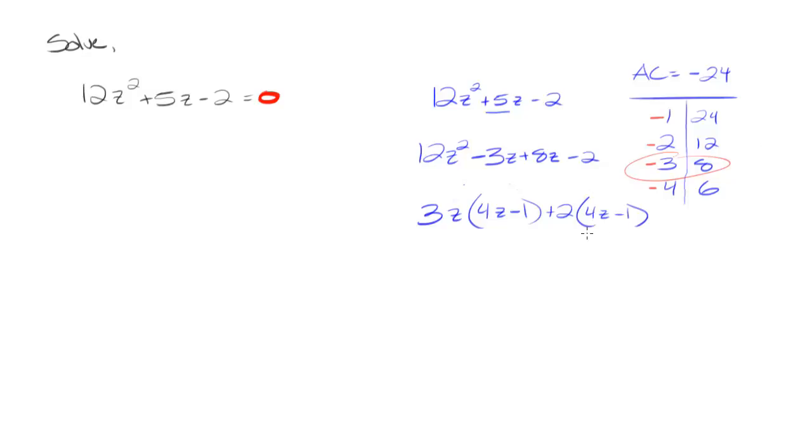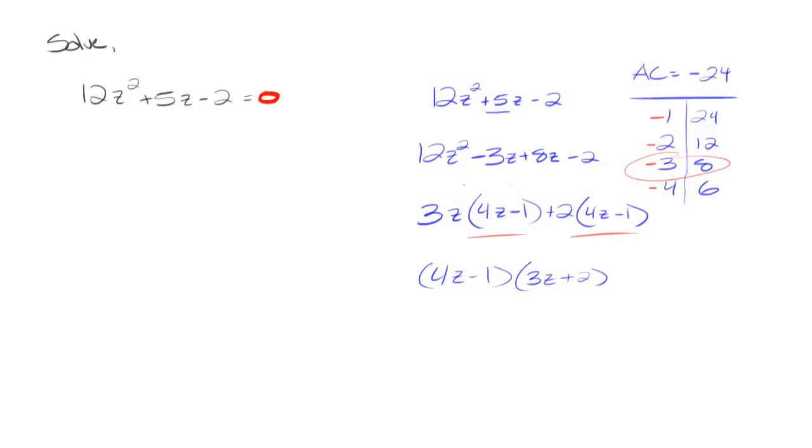And as we know, in factor by grouping, it's a key that we get the same binomial factor in these two terms. I'm going to factor out the 4z minus 1 now to get my final factored form, which is 4z minus 1 times 3z plus 2.